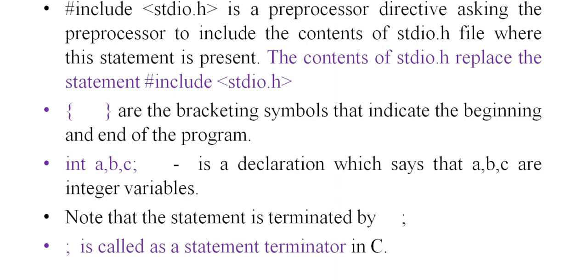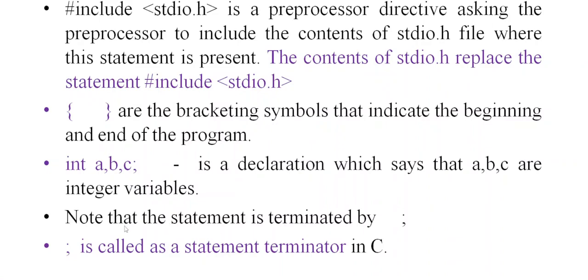So #include <stdio.h> means include the content of stdio.h. These are bracketing symbols. int a, b, c indicates that a, b, c are to be declared as integers, the integer variables I am making use of. What exactly a variable is, we will study later, but we are making use of a, b, c. Within a, b, c I will store integers, and integers are represented using int.